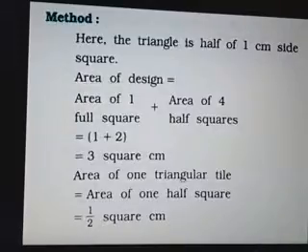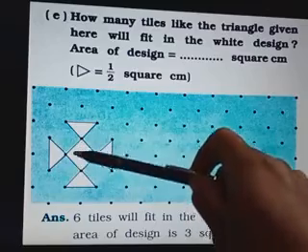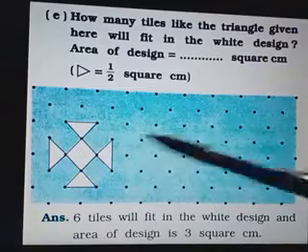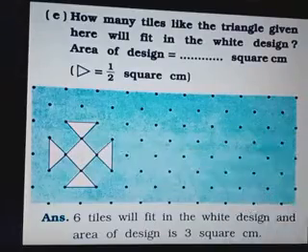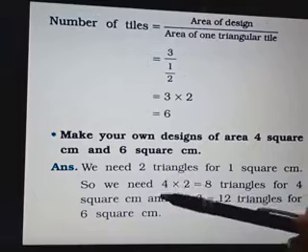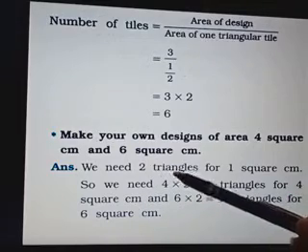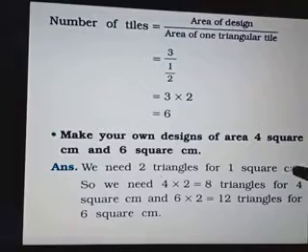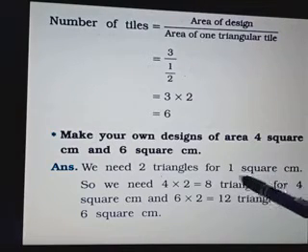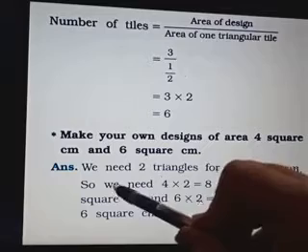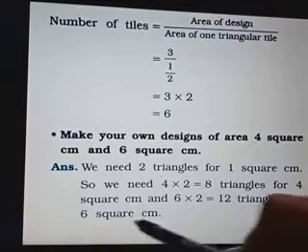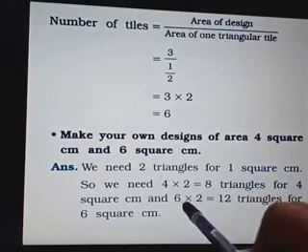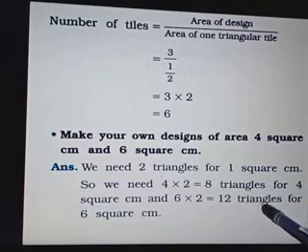यहाँ पे आगे क्या था कि 2 triangle एक साथ दिया है, right? It means कि वो square shape form कर रहा है. तो यहाँ पे क्या बोला है, खुद की design जो हमें बनानी है उसमें we need 2 triangles for 1 square centimeter, कि अगर 2 triangles चाहिए तो 1 square centimeter उसका area होगा. So we need 4 multiplied by 2 equal to 8 triangles for 4 square centimeter, and 6 into 2 equal to 12 triangles for 6 square centimeter.